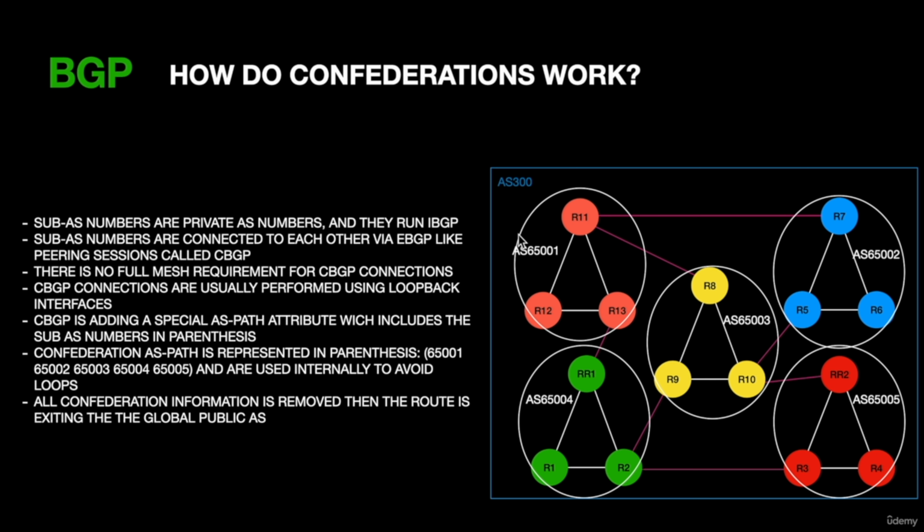So sub-AS numbers are only relevant to the confederation configuration, or in other words, they are relevant only for AS300, and the external BGP connections to other public AS numbers cannot see the private AS numbers. Also, the private AS numbers are not routable on the internet.